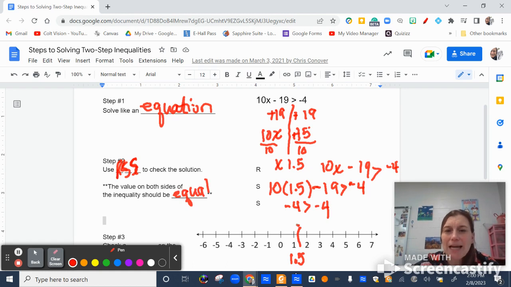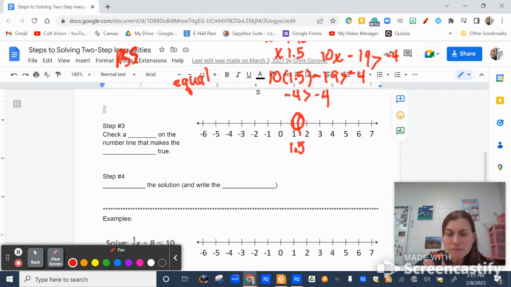All that tells me is that I have an open circle at 1.5. So 1.5 does satisfy that expression, and I get -4. It's just not supposed to equal -4, so that's why there's an open circle. Now that I did that, the next thing I need to do is check to see which side I'm going to be graphing. So I'm going to check a value on the number line that makes the inequality true.